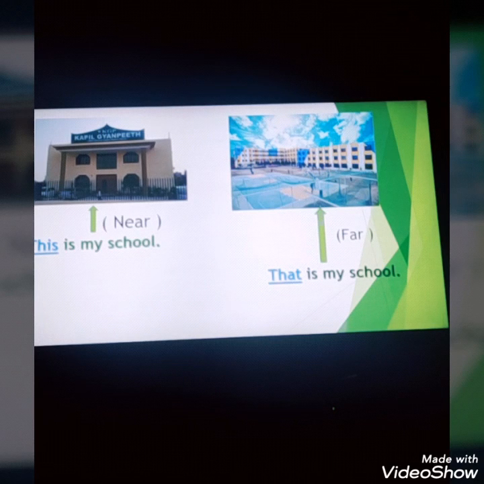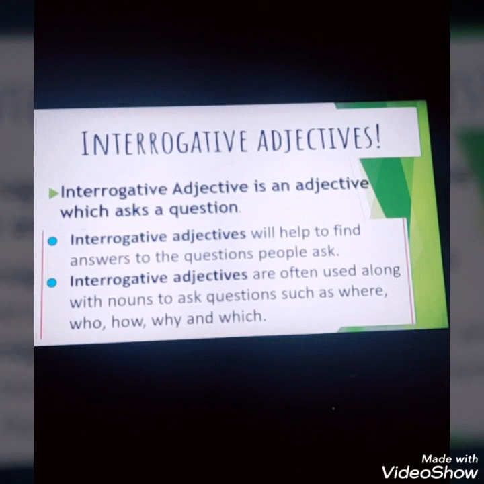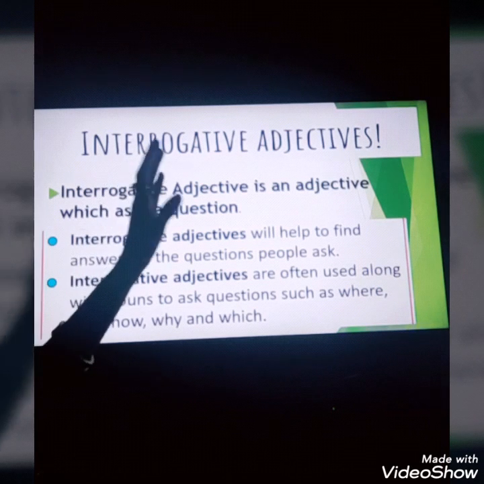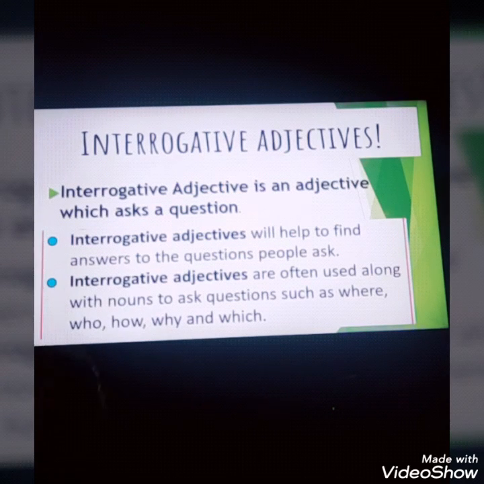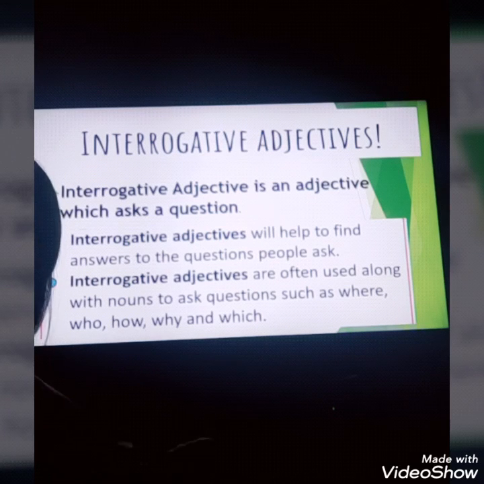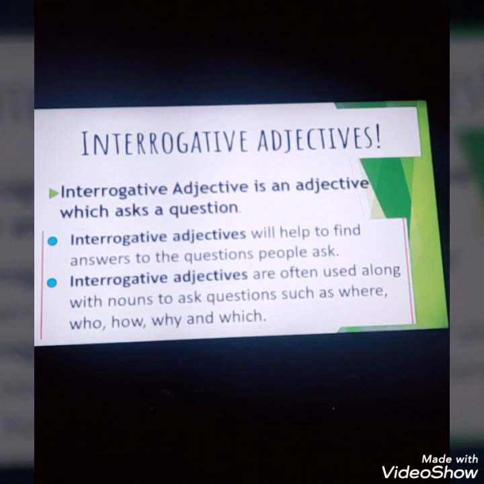Let us learn the next adjective. Our next adjective is the interrogative adjective. As you already learned in previous classes, interrogative means question. An interrogative adjective is an adjective which asks a question. Interrogative words, you know, are who, what, which, why. These are interrogative words. The adjectives which ask questions are interrogative adjectives.